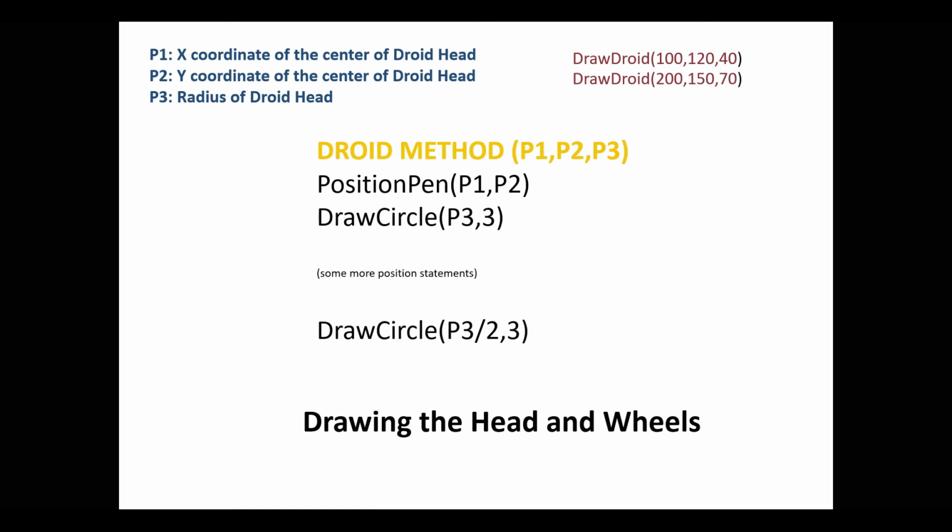So now we can add drawing the wheels into our method by simply stating that we can draw a circle with P3 the radius, but instead of P3, the radius of the whole head as we get in our parameter, we take P3 and we divide it by 2, and that becomes the radius of the wheel.